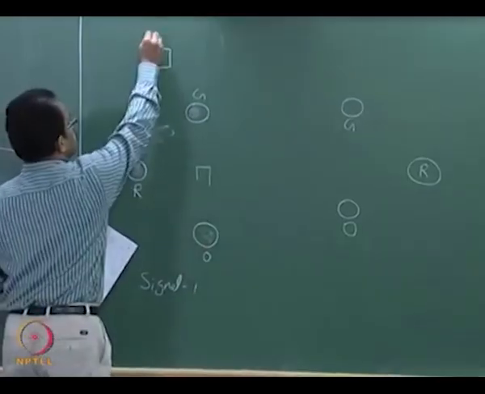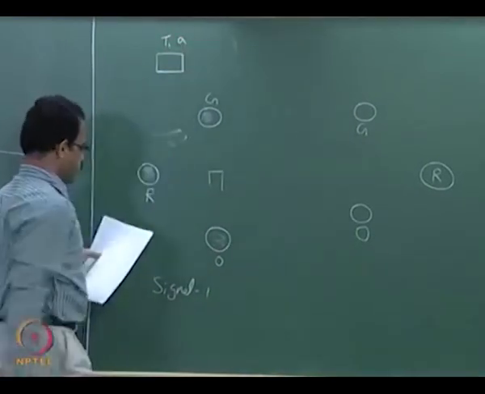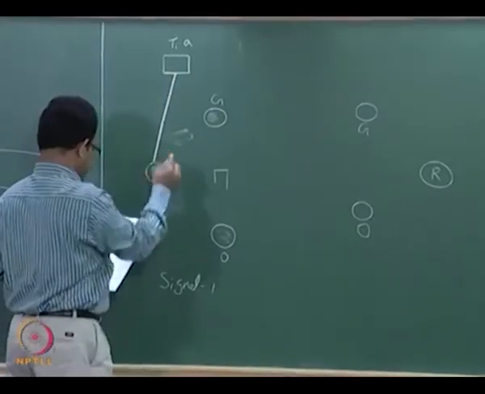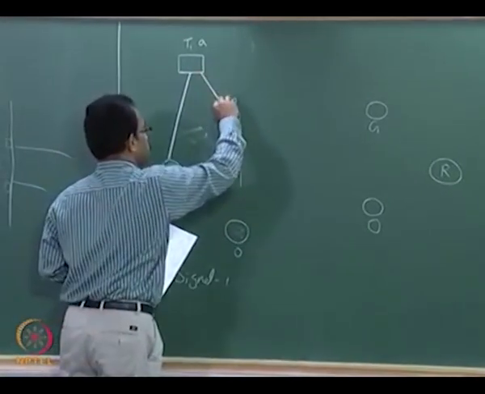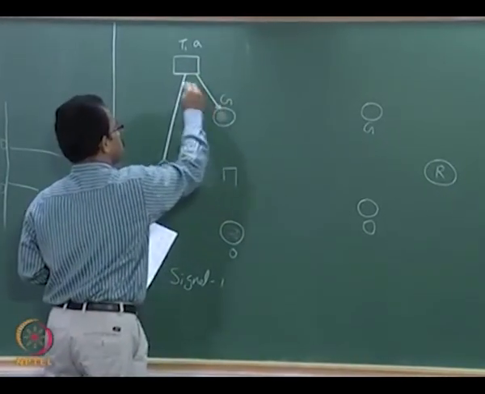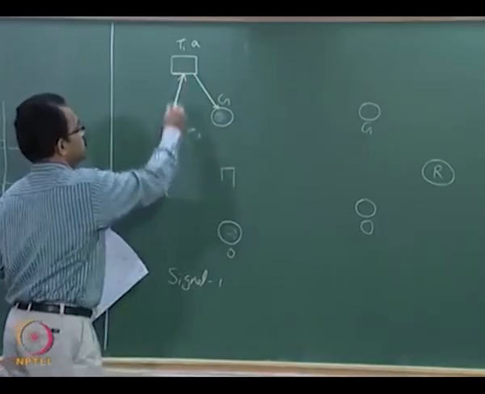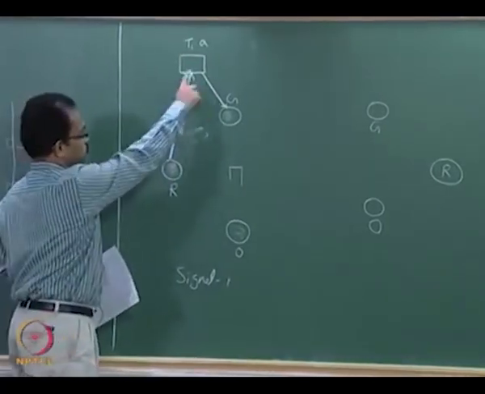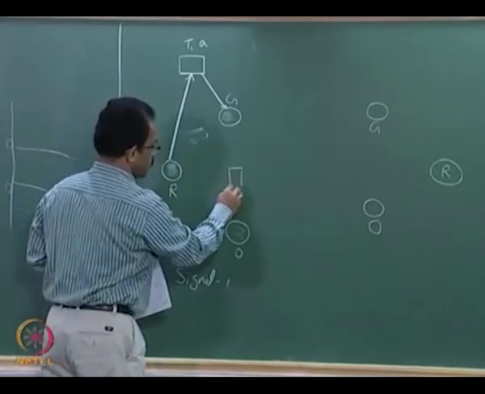So this is the T1A, which actually shows the transition from red to green. So you have a transition from red to green, so it will be like this. So this is the flow of data. So this is transition A, T1A for the first signal, transition 1 for this, and then you have a transition here.